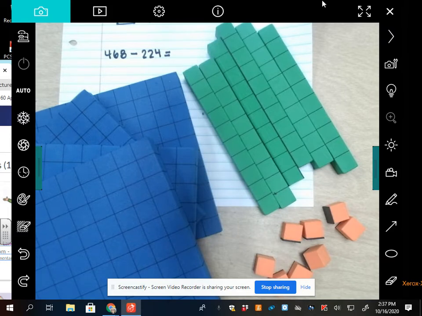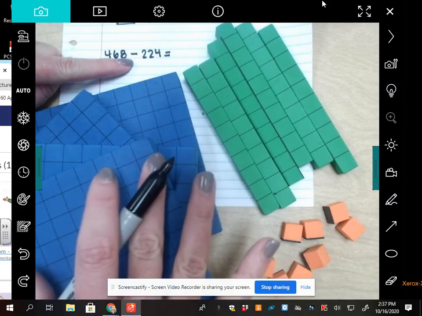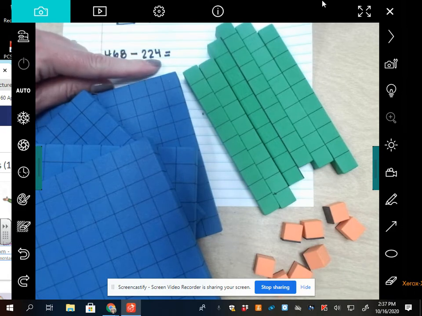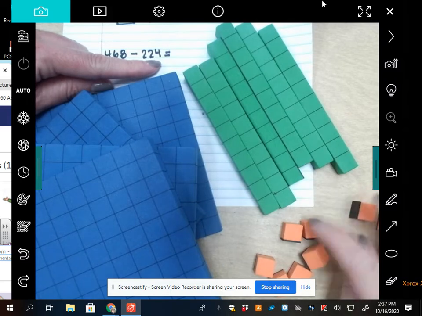Okay? Now, this time it's telling us to take away. So I'm not going to put more blocks up here. I need to take the blocks away. How many am I taking away? Again, I suggest you start with the ones. How many ones am I taking away? I'm going to take away 4. 1, 2, 3, 4. Okay, they're gone now.